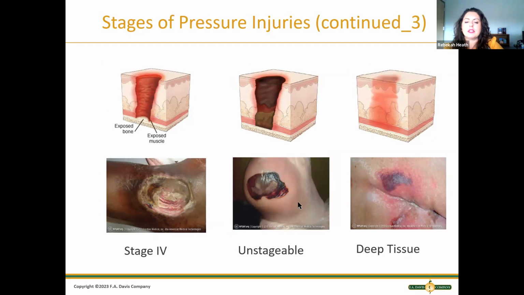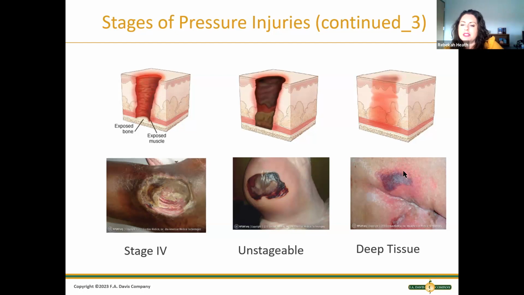All right, here is this unstageable and deep tissue. So here, see how this unstageable, that looks gnarly, right? It looks pretty bad, but we don't know how deep it goes, so we can't stage it. That doesn't mean they leave it like that. Somebody with an unstageable wound is probably going to be going into surgery, having a wound consult to come debride it. They're going to figure out how deep it goes, and they're going to fix it. It's just on first glance, when we're first looking at it, we can't stage it because we just don't know.